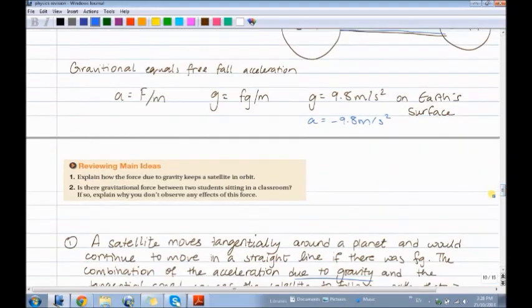Now, gravitational force relates to free fall acceleration. A equals force over m, and then g equals Fg over m, and then g equals 9.8 meters per second squared on Earth's surface.